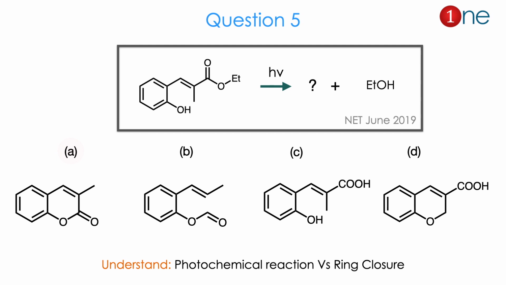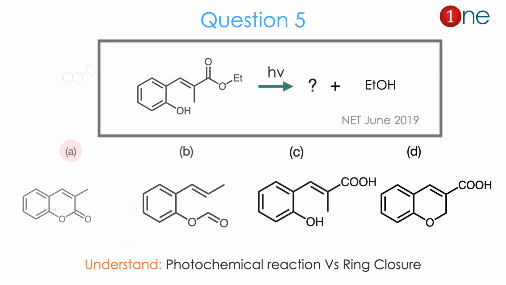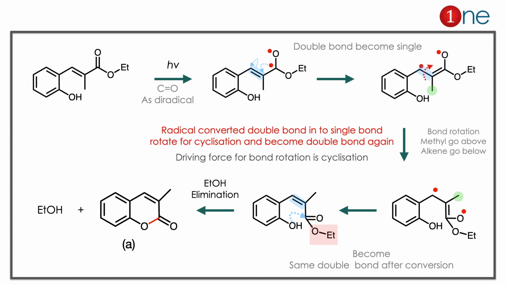So from the light you might guess it's a photochemical reaction, and whether ring closure occurs or not is the real question. The answer is A. Let us see how. Here you have a carbonyl group, you are using light. So stable radicals are formed by breaking up the carbonyl group. The carbonyl is labile here, so a diradical is formed.